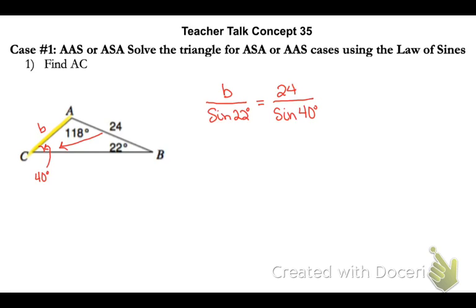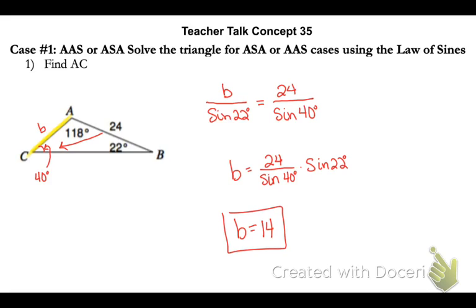So we have our ratio set up. To solve for B, you're going to go ahead and multiply the sine of 22 to the other side to isolate your B value. And when you plug that into your calculator, you will get 14.